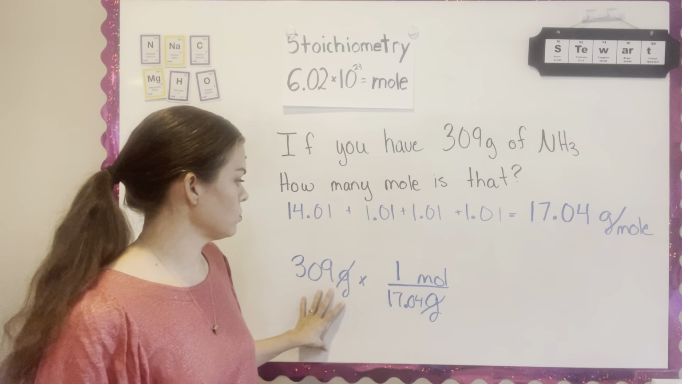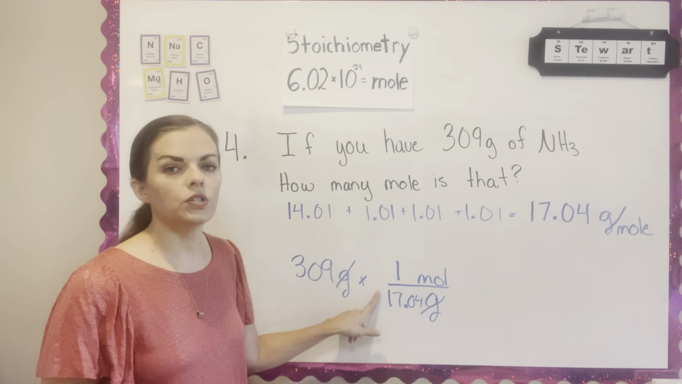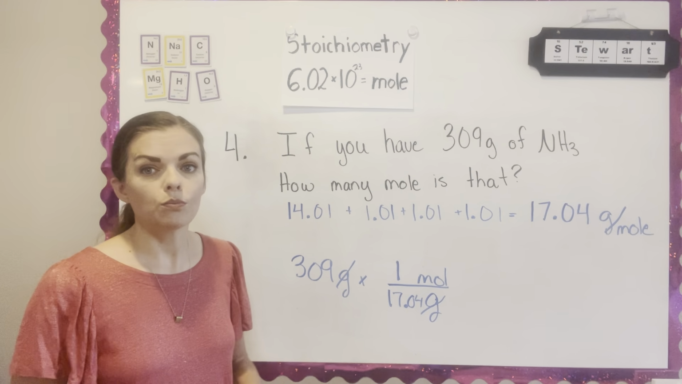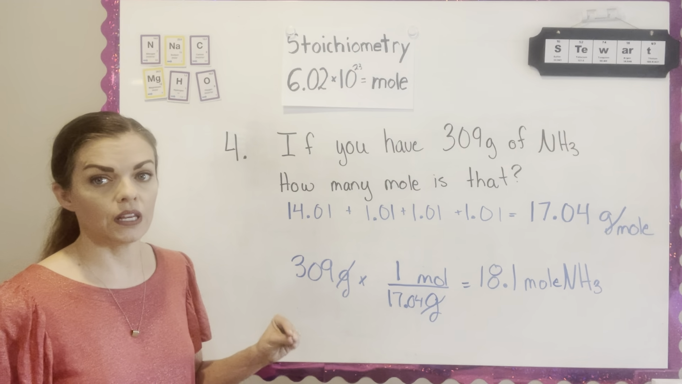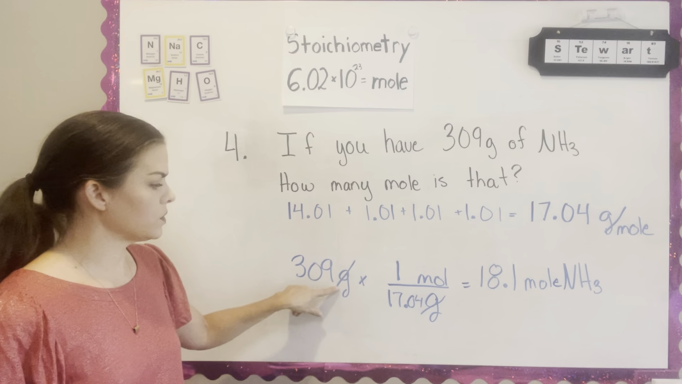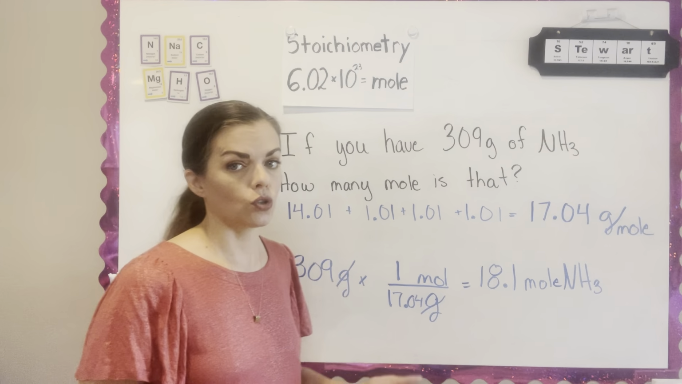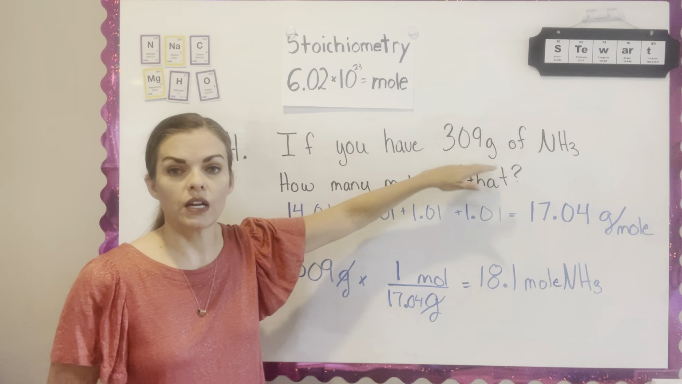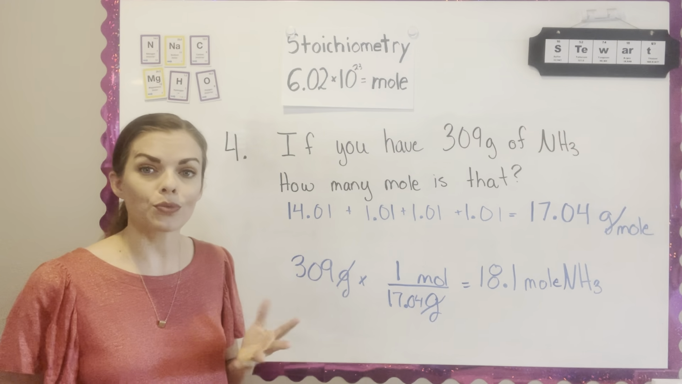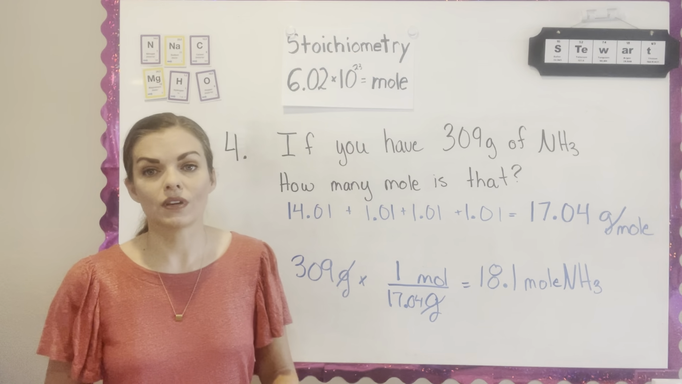Now when you put this in your calculator, you're going to put in 309 divided by 17.04. Your answer is going to be 18.1 moles of NH3. And you have 3 significant figures, so you're going to have 3 significant figures in your answer. So what we just figured out is if I have 309 grams of ammonia, sitting in that 309 grams of ammonia is 18.1 moles of NH3.